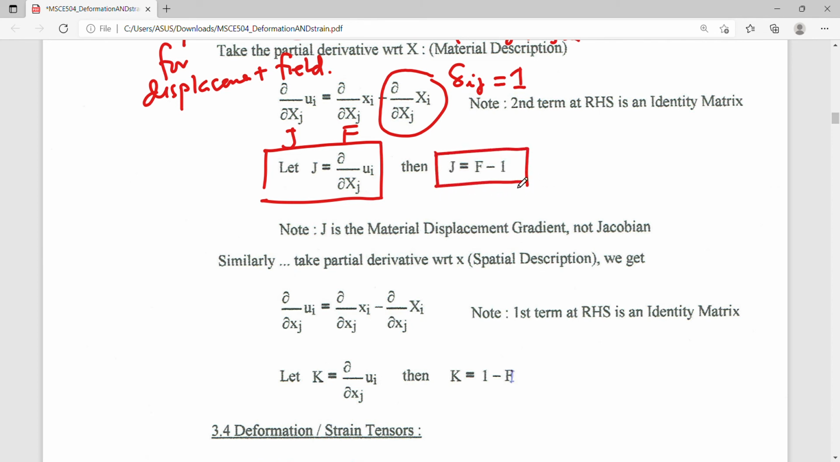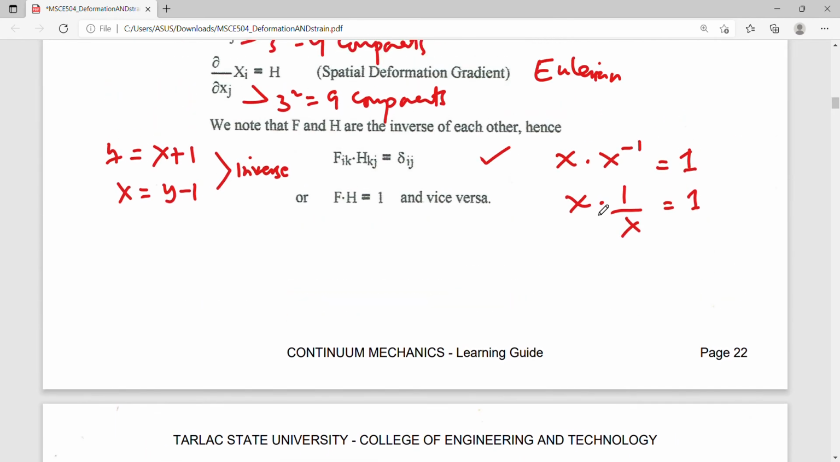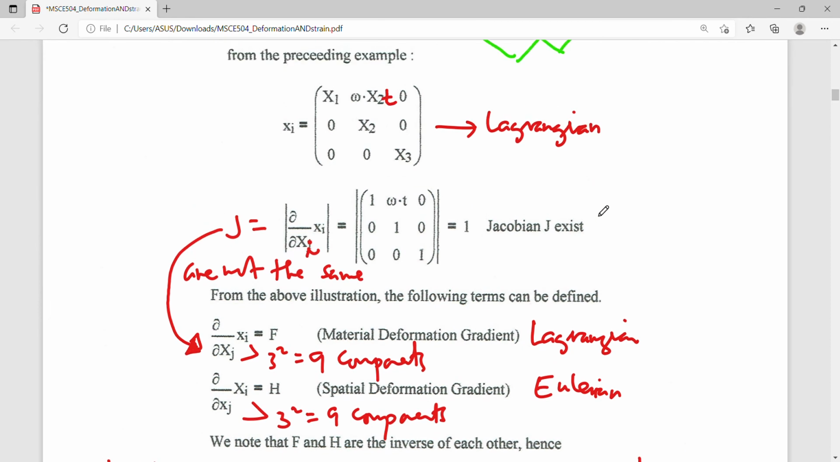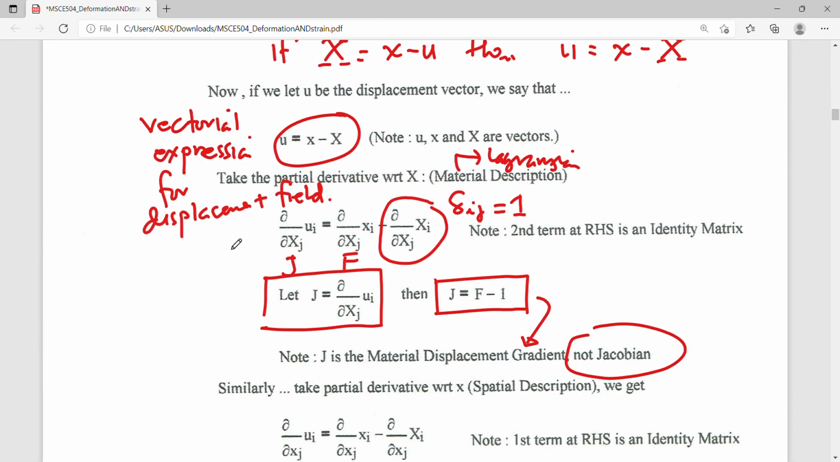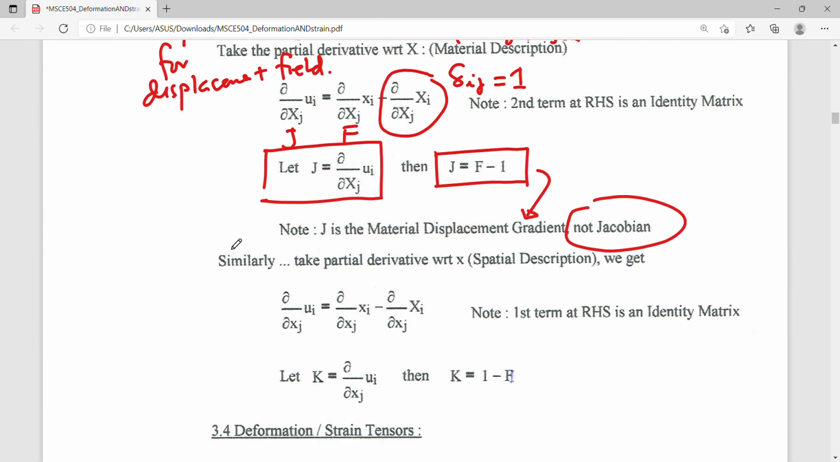So this is now our formula for the material displacement gradient. Take note, J here is not a Jacobian. So the J here is a cursive J. I just couldn't write a cursive J like this in MathCAD. So it's a cursive J, and this is a bold letter J, known as the material displacement gradient, which is again a Lagrangian description.